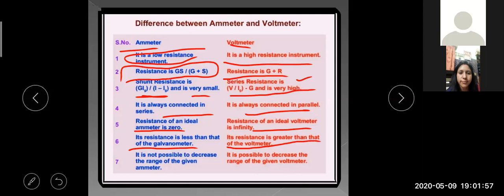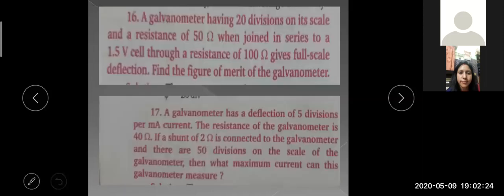In an ammeter it is not possible to decrease the range of the given ammeter, while in a voltmeter it is possible to decrease the range of the given voltmeter. So I hope this is clear to you: the difference between voltmeter and ammeter, and how we converted a galvanometer into an ammeter and into a voltmeter. Okay, so now let's solve some problems related to this topic.